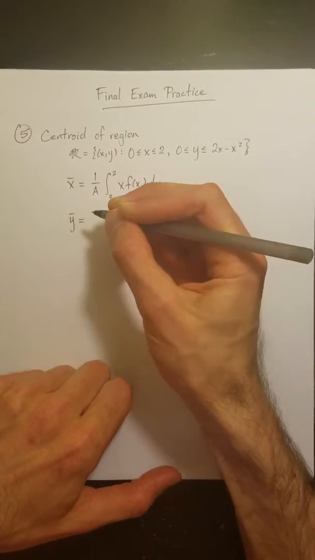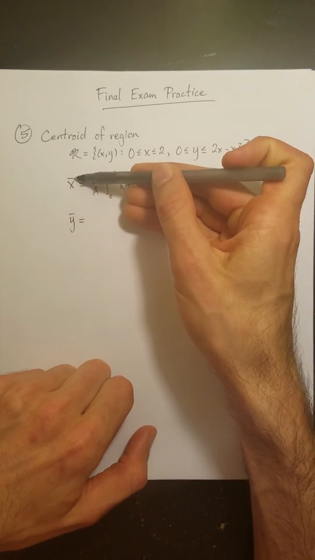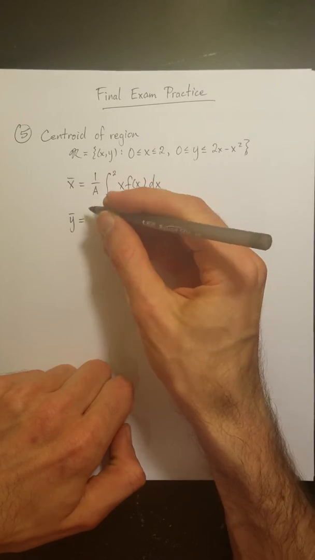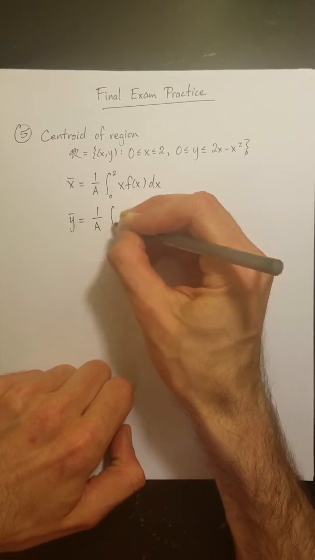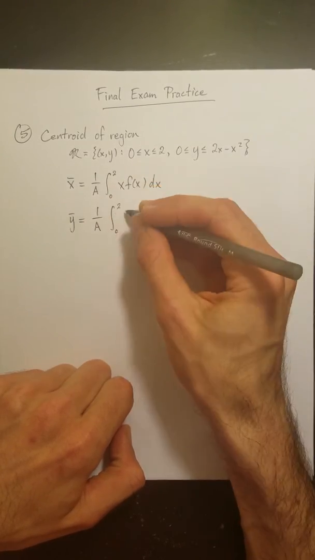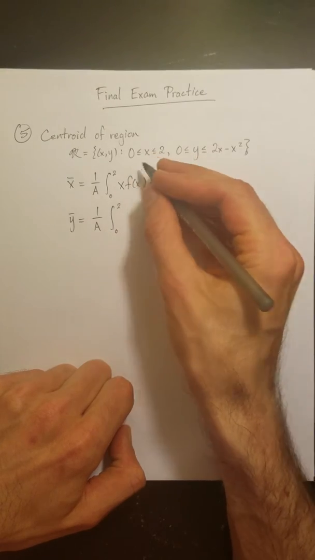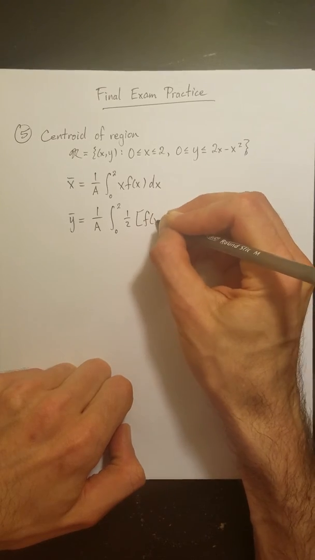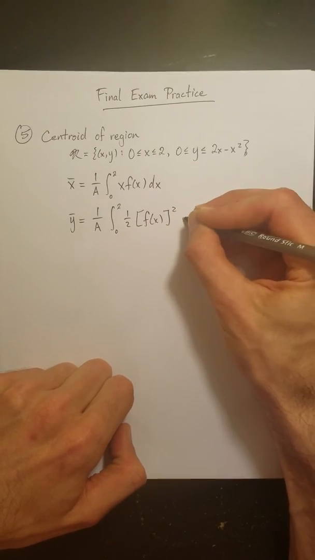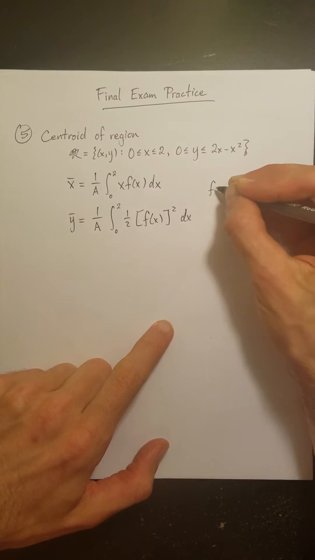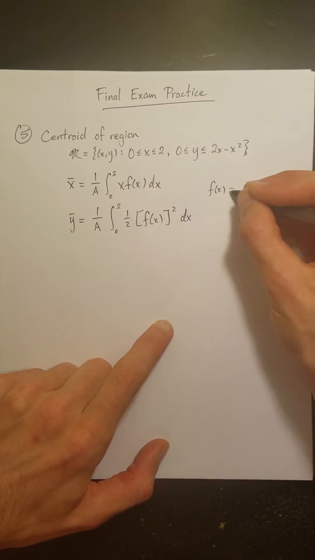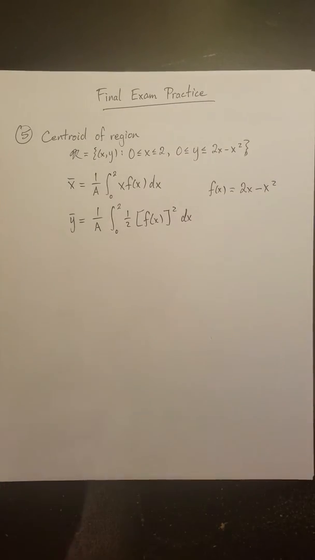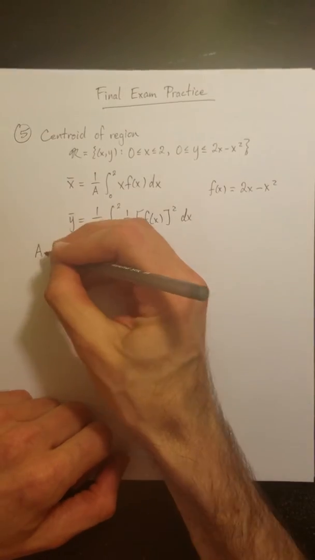Here is the y coordinate of my centroid. Of course, we denote the x coordinate and y coordinate of the centroid with these bars above them. Either way, this is 1 over the area times the integral from 0 to 2, again, because x goes from 0 to 2, of 1/2 times my function f of x squared dx, where for our problem, f of x is 2x minus x squared.